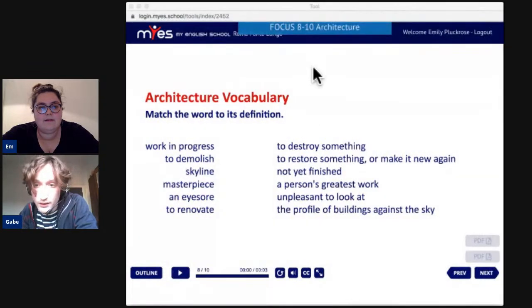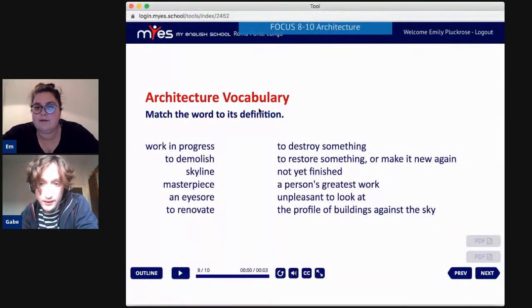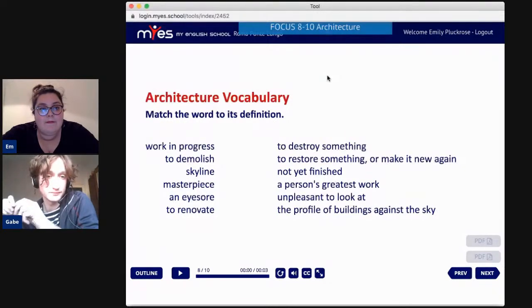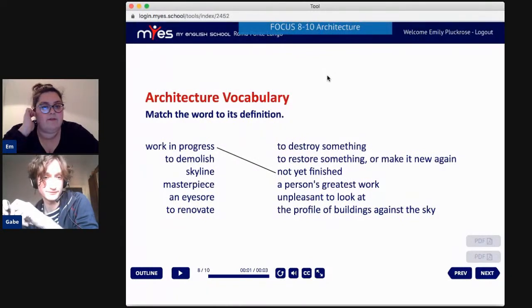Okay. Daniela, work in progress, not yet finished. Absolutely. Excellent. Well done. A work in progress is something not yet finished. Great. To demolish.